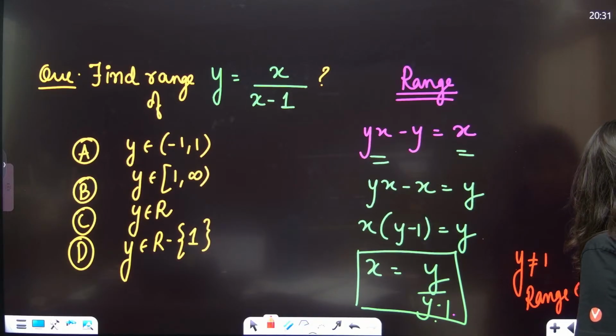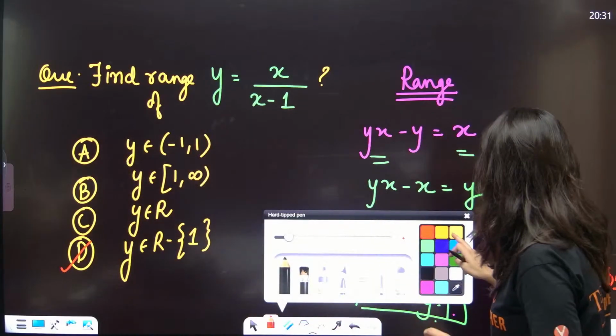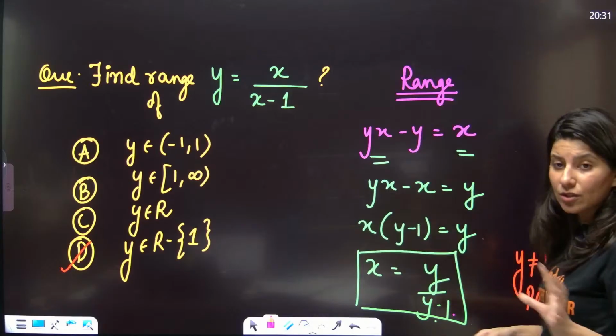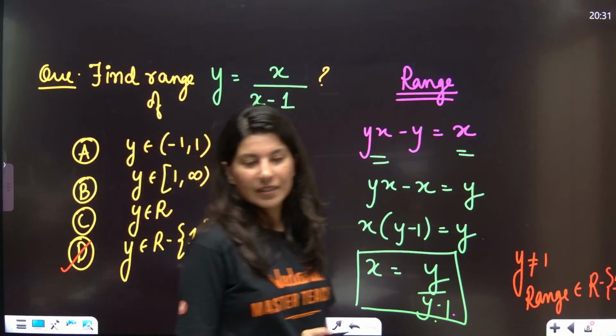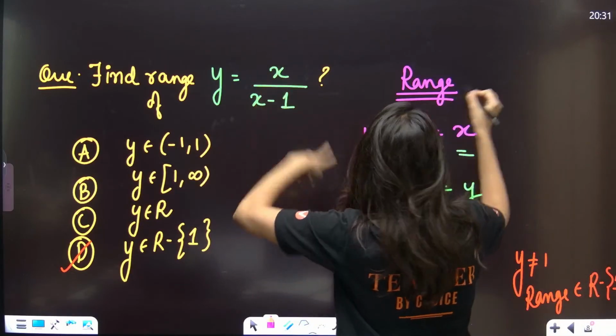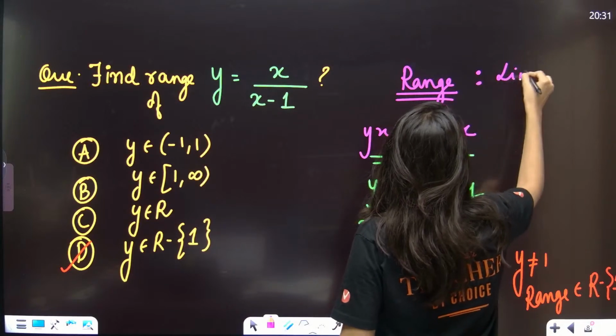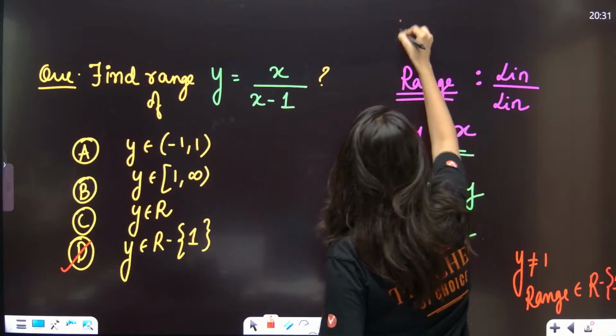All real values except 1. All real values except 1, option D. Now for this particular question, I have a ninja technique also, which I told you in the last class. Yes. So what is that ninja technique? To calculate the range of linear by linear. Okay, so let's talk about the ninja technique.